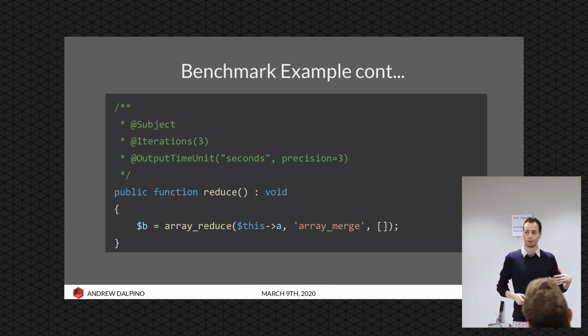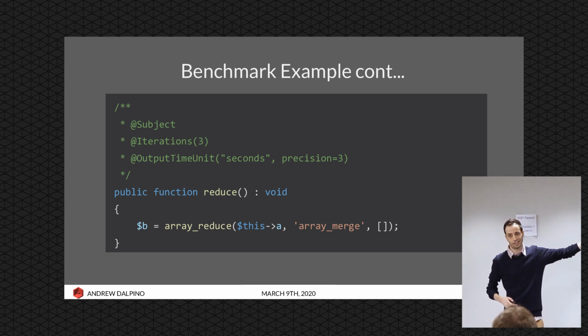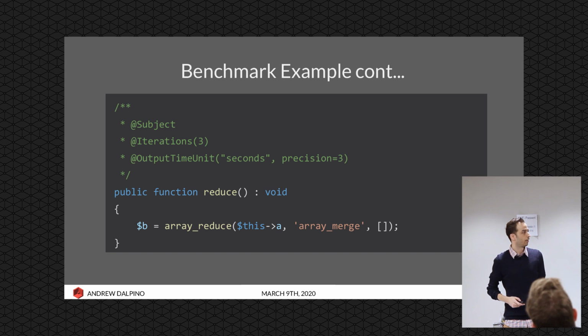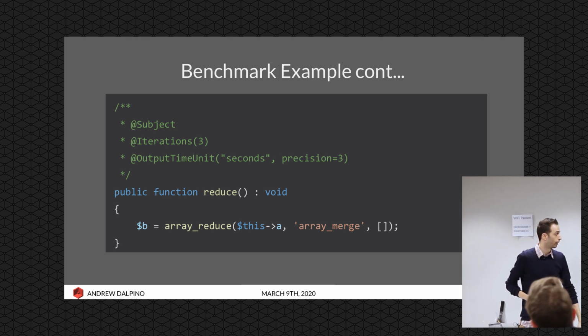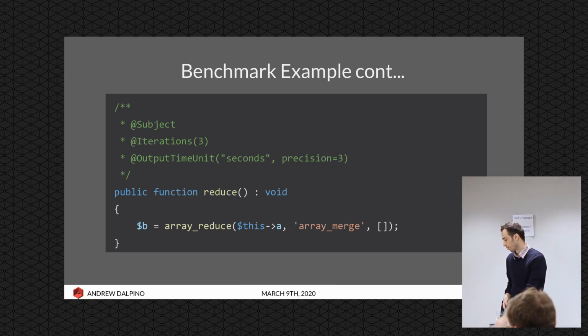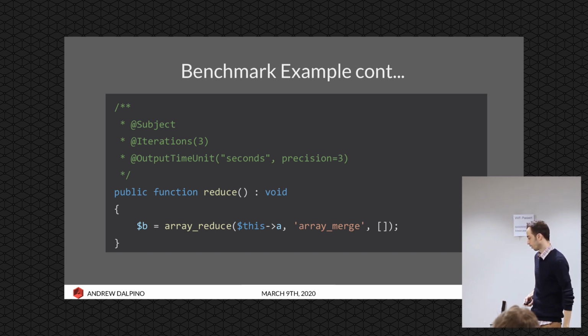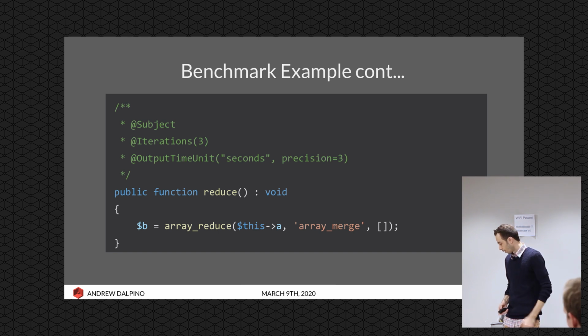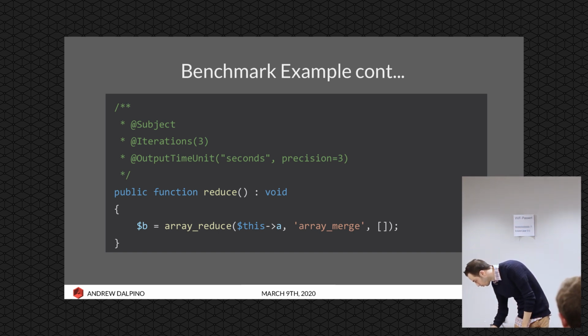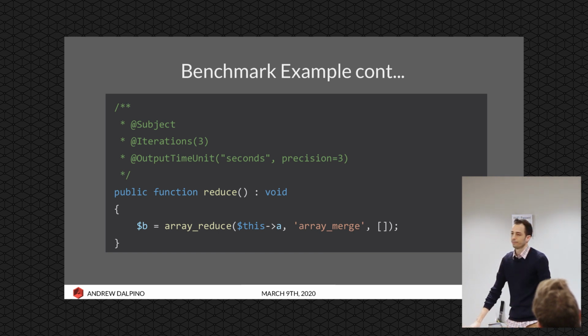We leverage annotations highly in PHP Bench, so we mark it with the subject annotation. That means it's a test and not a setup method or anything else. Iterations means that we're running it 3 times. And then we want our output in seconds with three decimal places of precision. And so I'll just run one of these real quick. You can use PHP Bench to basically, I guess, what's the use case? You usually set it up like you would PHPUnit to run every time you update a function, just to see, did I improve or.